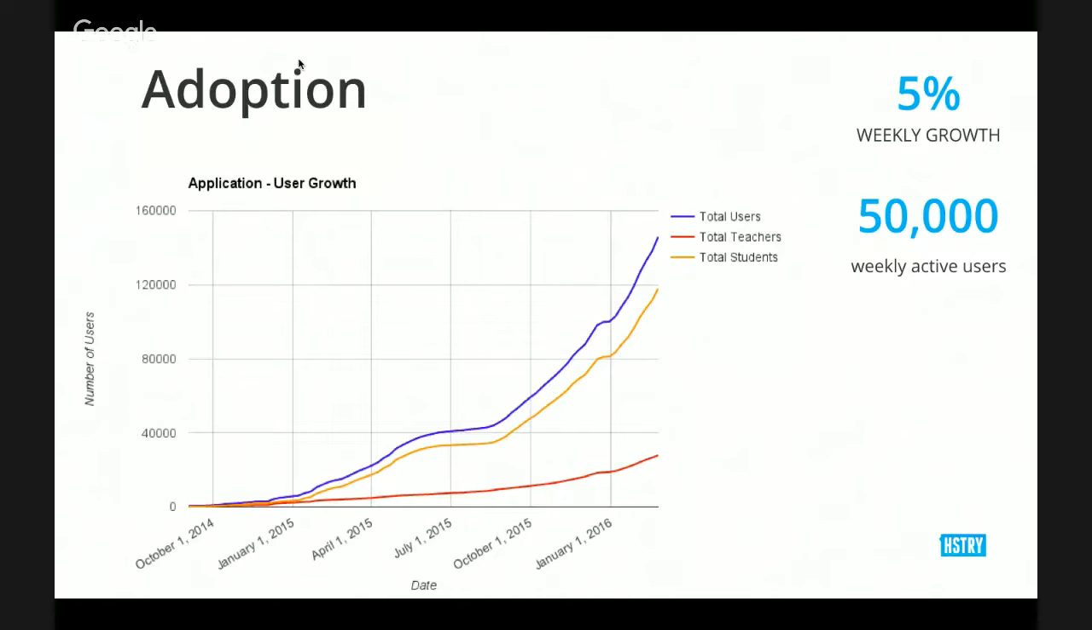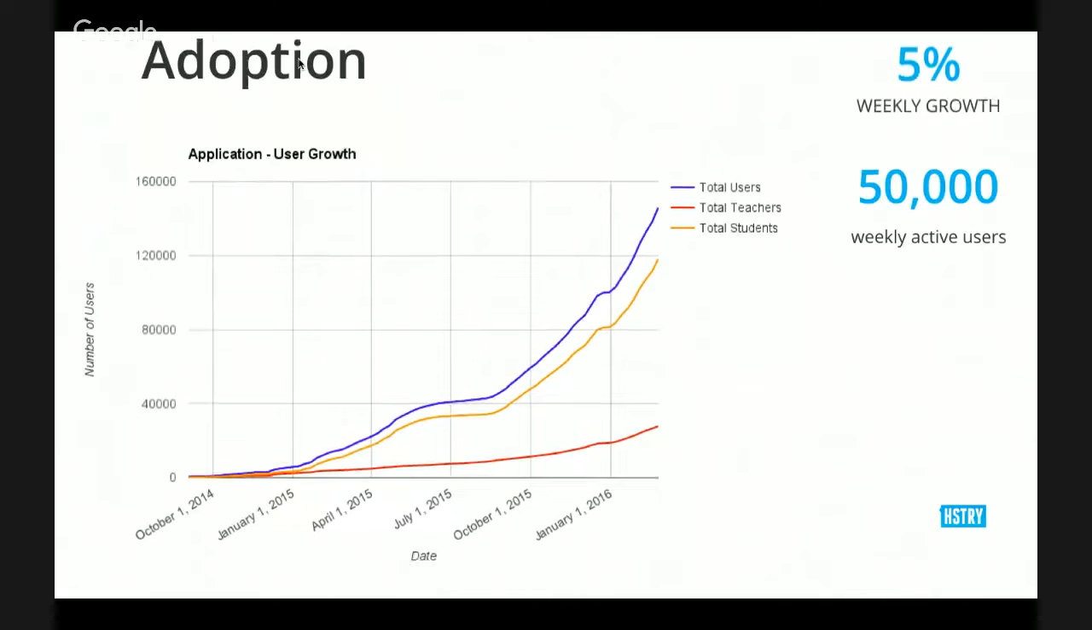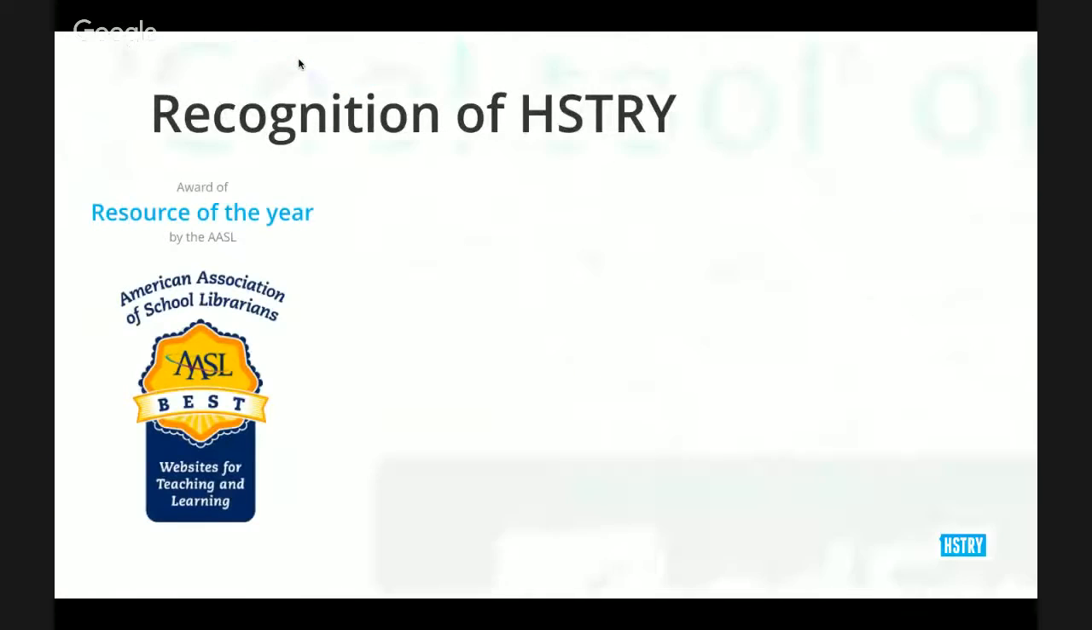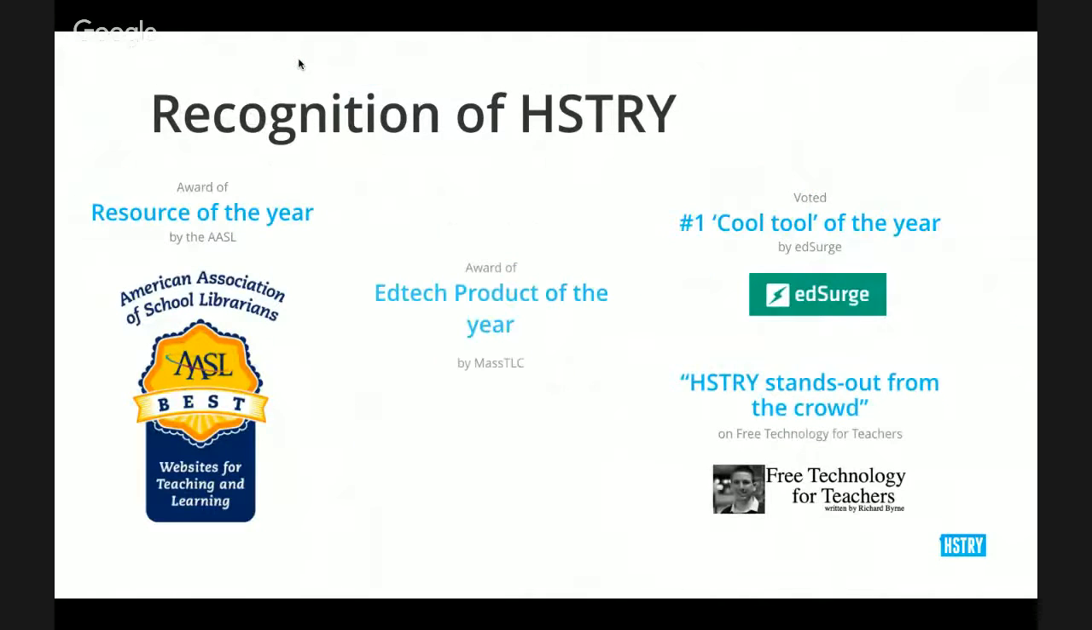We get about 50,000 weekly active users, and we're extremely proud and happy that BPS have taken the initiative and provided History for all of you educators. So we're really happy with that collaboration because we are a Boston-based company. We've also won numerous awards which have helped a lot of our growth. That's been through the American Association of School Librarians. EdSearch picked us as one of the core tools of the year, and Massachusetts Technology and Leadership Awards chose us as the EdTech Product of the Year.